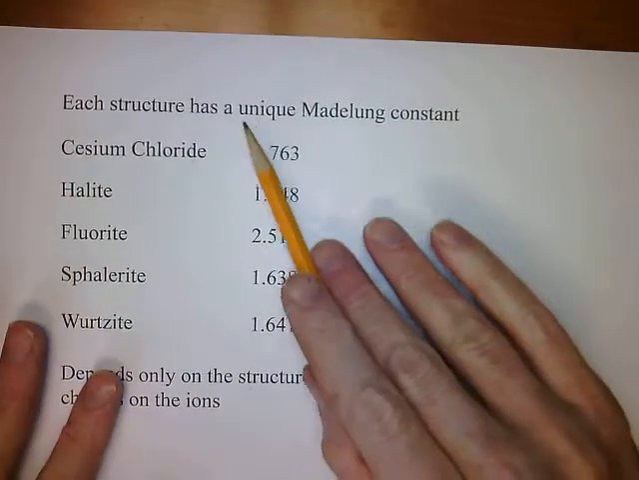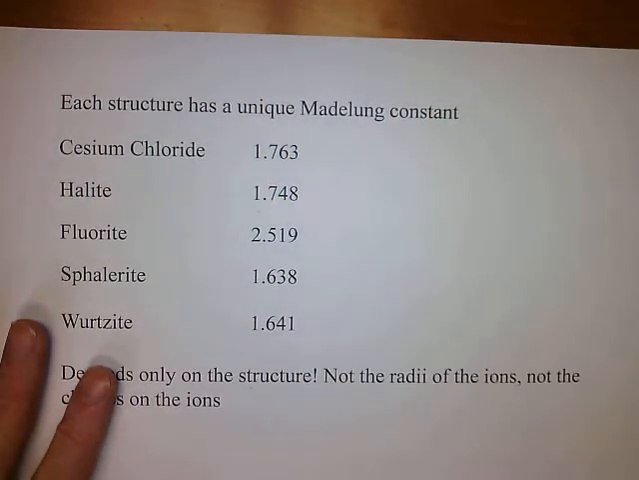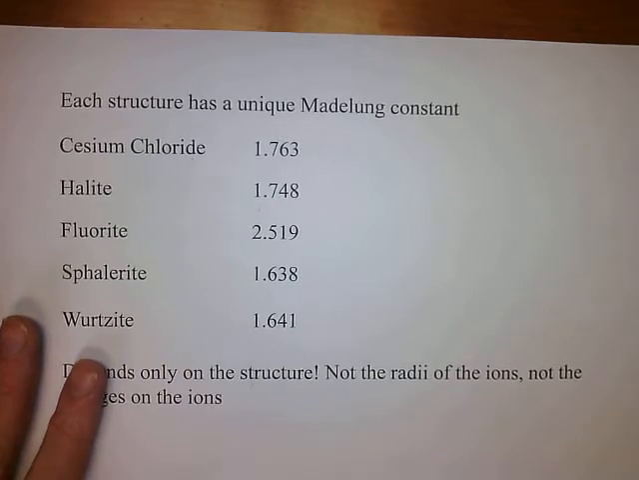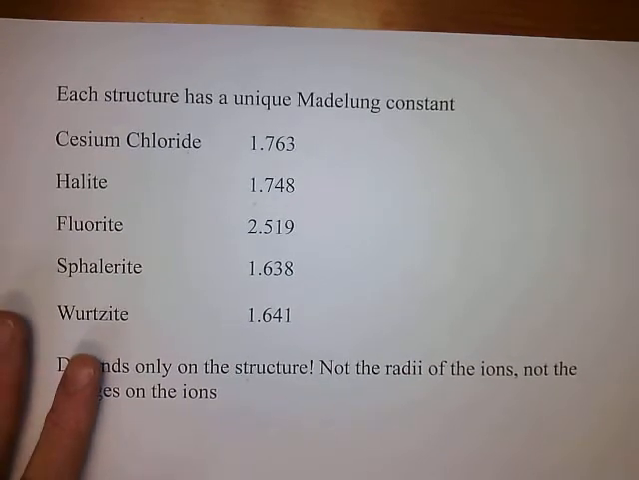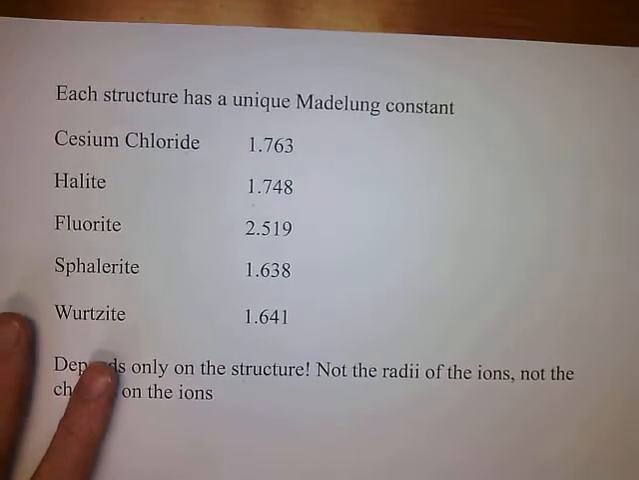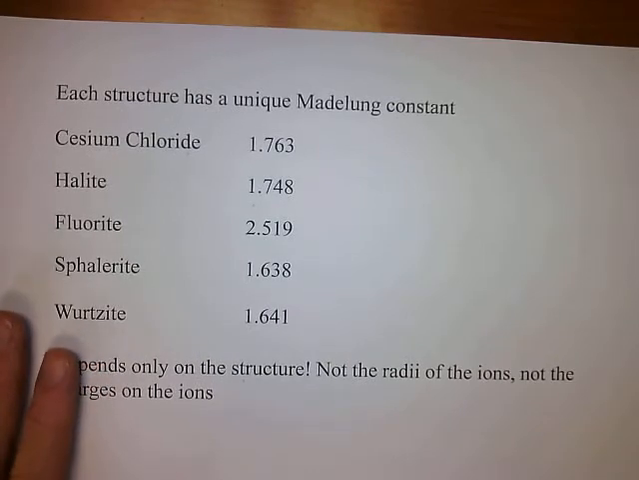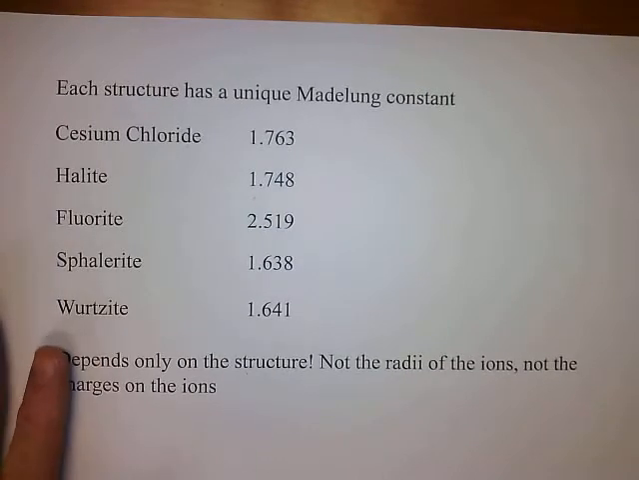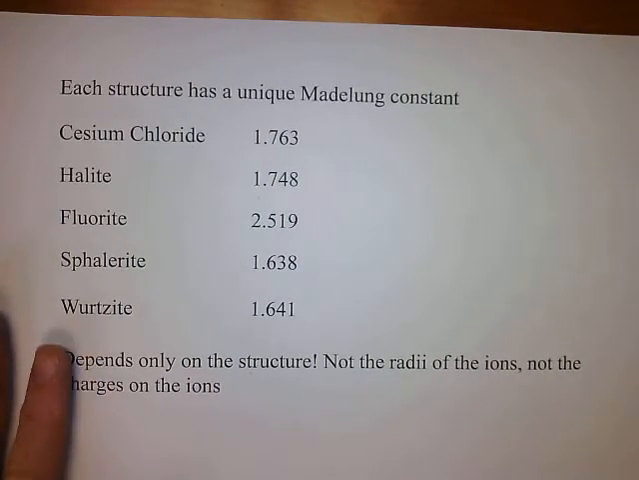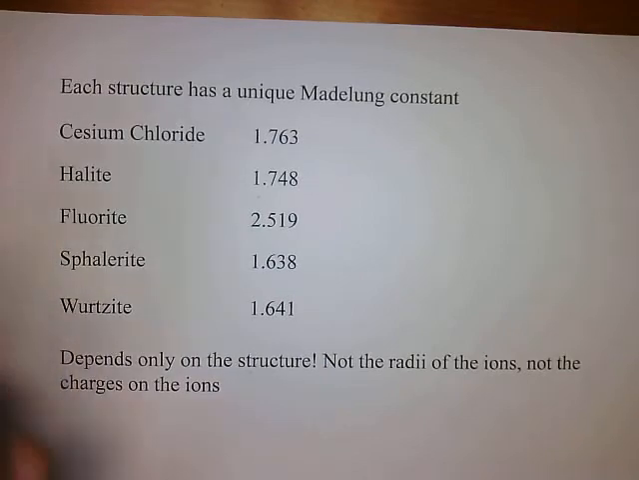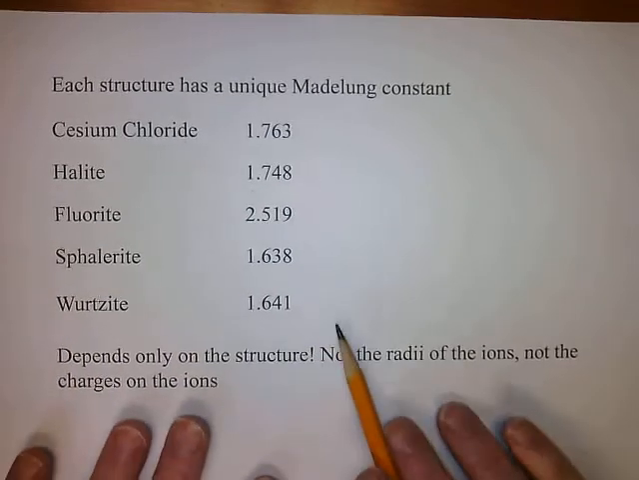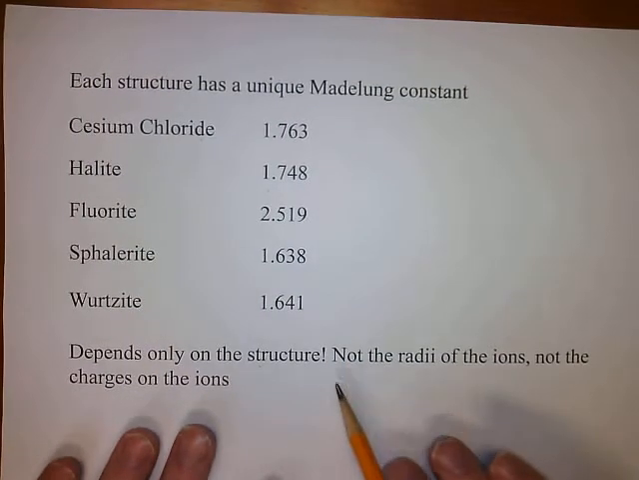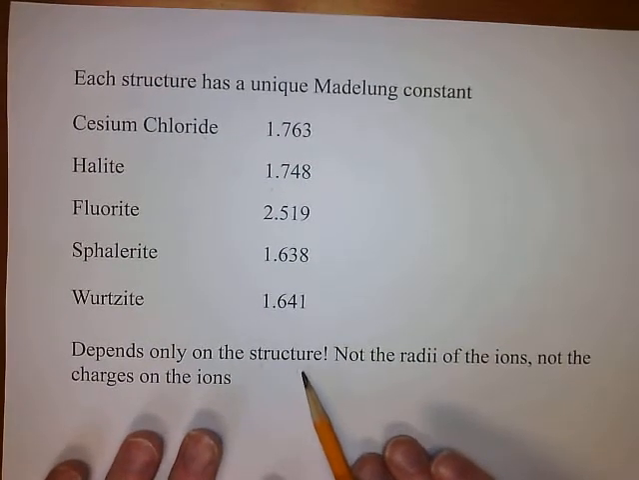So each structure has a unique Madelung constant. So, for example, cesium chloride, 1.763, halite, 1.748, fluorite, 2.51, sphalerite, 1.683, and wurtzite, 1.641. Now, note that the Madelung constant depends only on the structure.